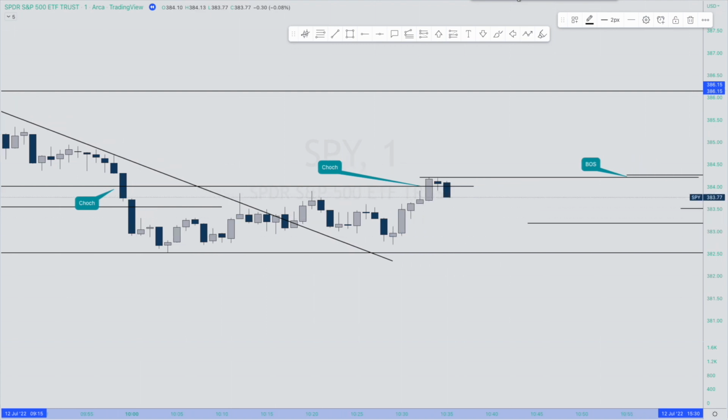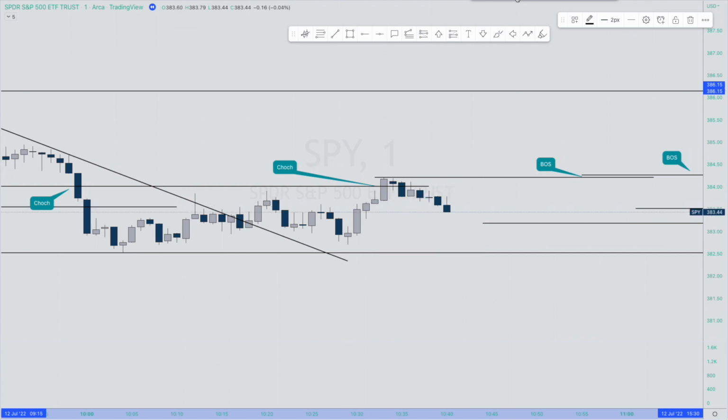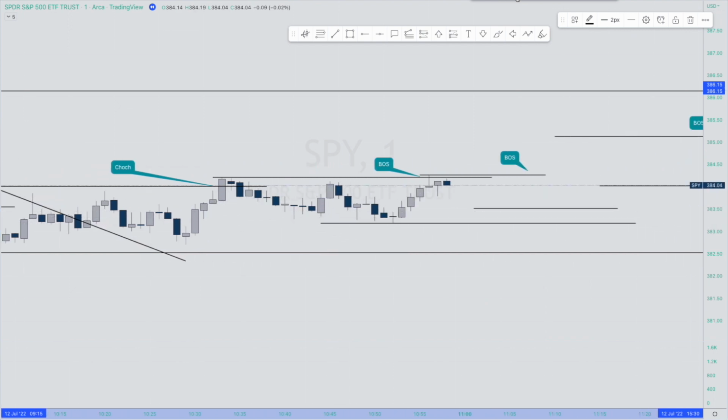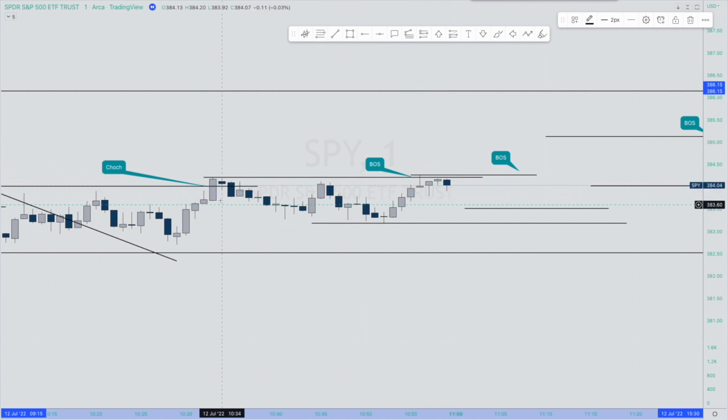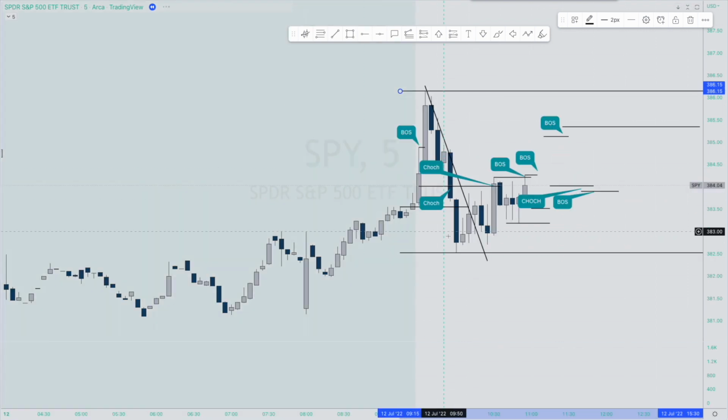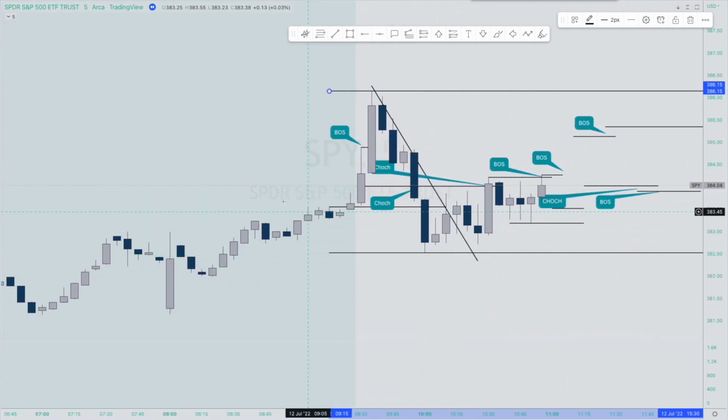And then we get a flip, change of character back up to the upside. We get a pullback, and then we get a break of structure, which means now this change of character has a break of structure. So if we look at this on a 5-minute chart, we have a low, we have a high, we had a break of structure to the downside, which made this the high, this the low.